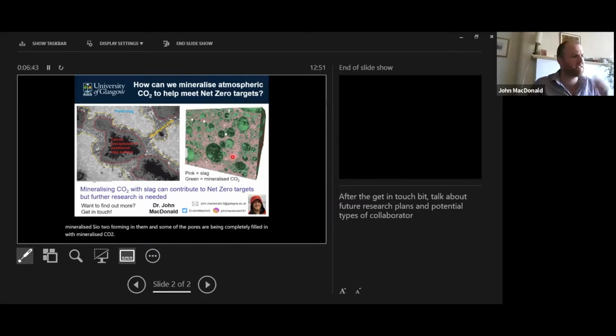Overall, mineralizing CO2 with slag can make a contribution to net zero targets, but further research is needed to better understand this process and ultimately to try and optimize it so that we can capture as much carbon dioxide through this process as possible.